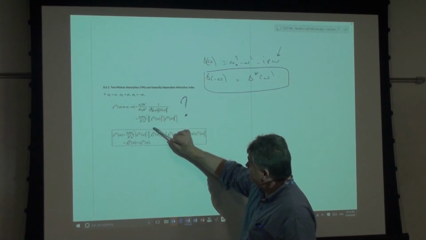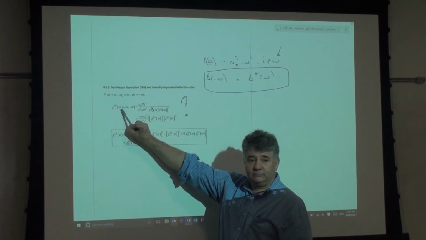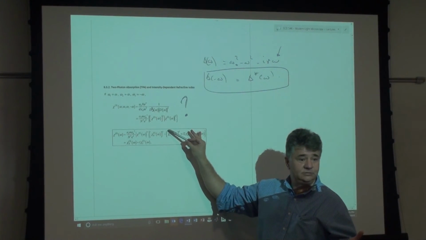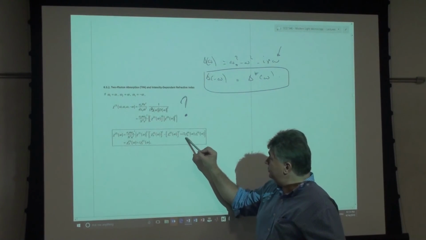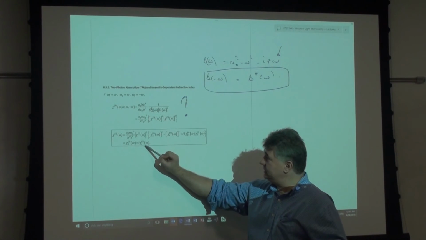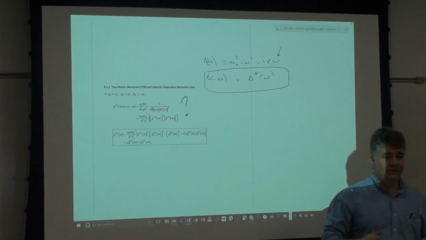You have the real part, and the response is at omega. So what's the real part usually? The refractive index. And you also get the imaginary part. Okay, so I can write it like this. What is the imaginary part?